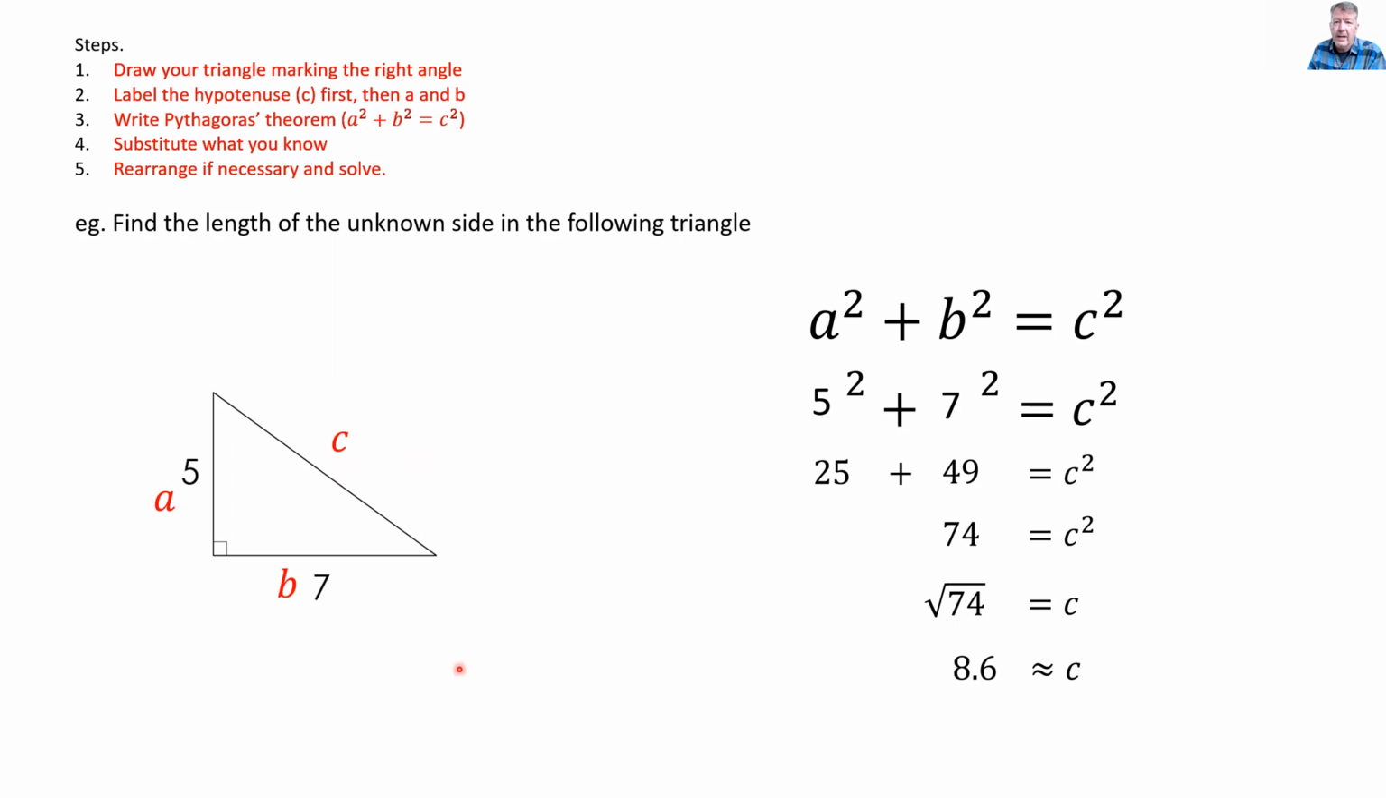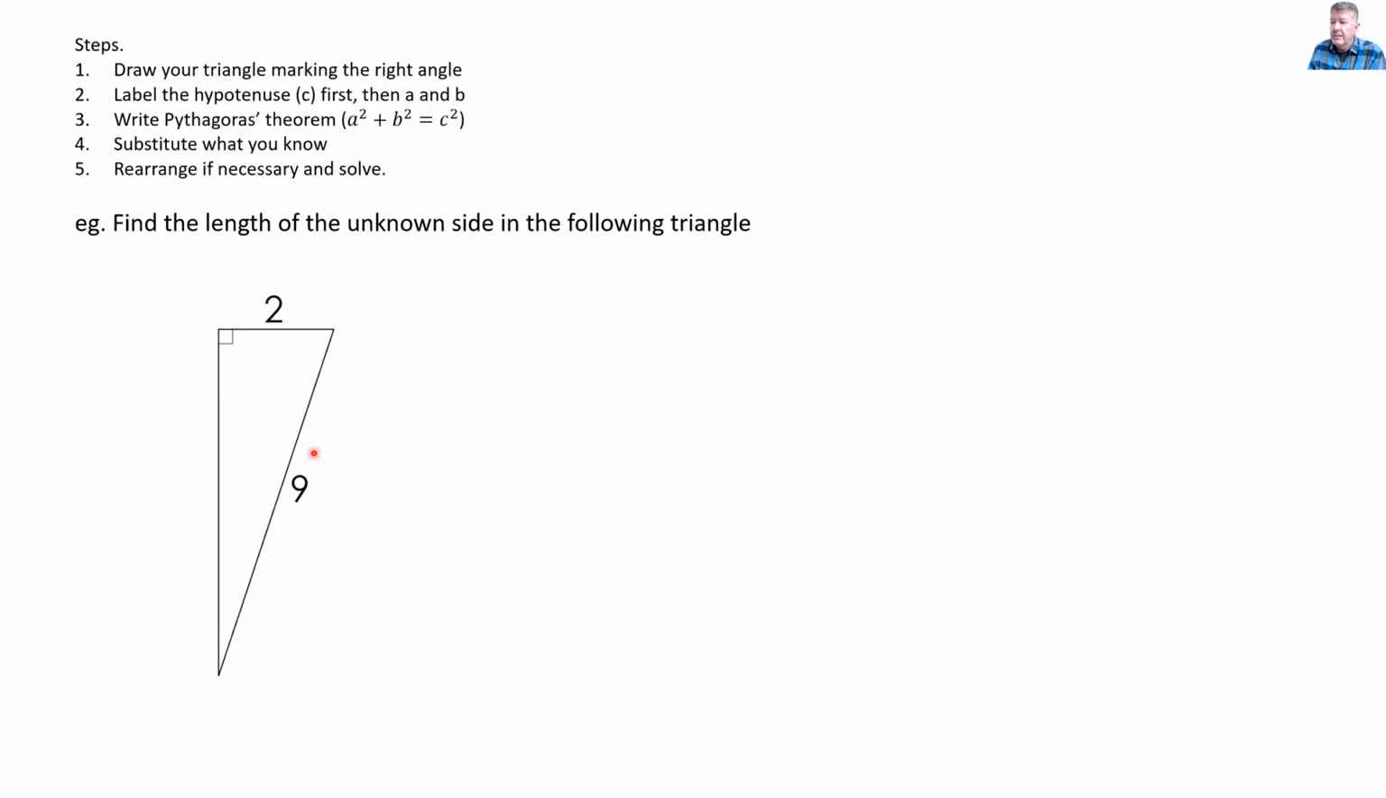Next example we're going to look at is we know the hypotenuse, we know one of the shorter sides, so we're going to find the other shorter side. This one involves a bit of rearranging. So draw your triangle, mark the right angle. There's the right angle, there's our triangle. Label the hypotenuse first. So here's our label on the hypotenuse, C. A and B, doesn't matter. Let's put an A over here and a B up there. Third step, write Pythagoras' Theorem. So A squared plus B squared equals C squared.